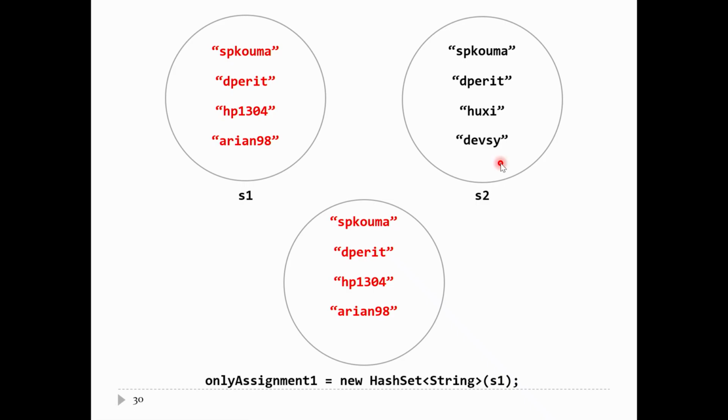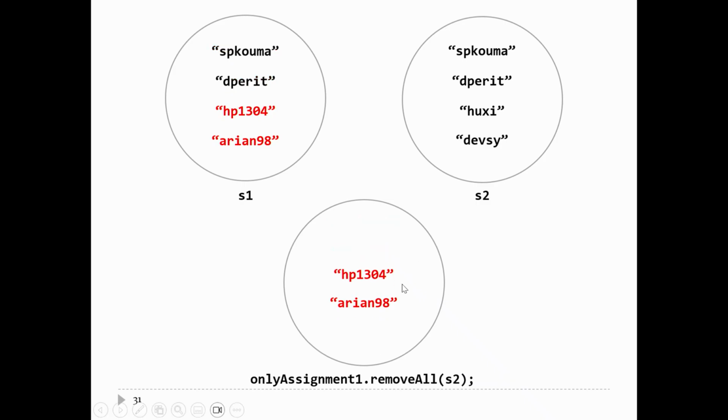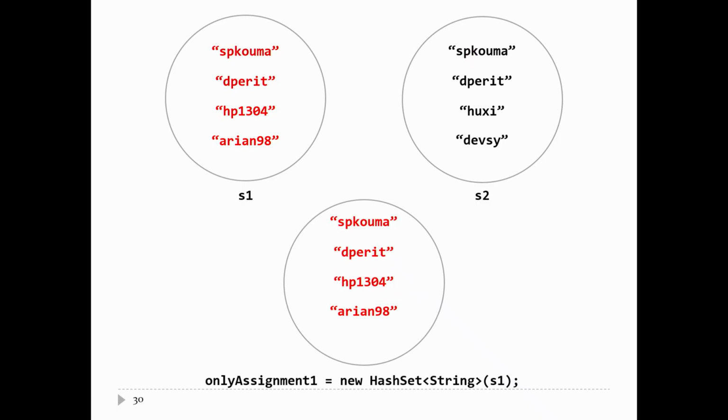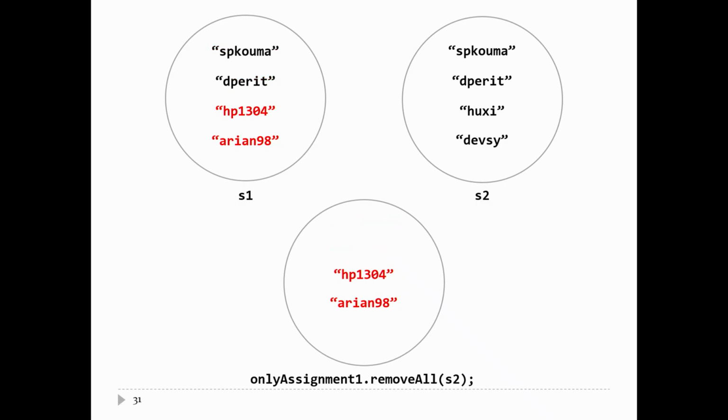So a picture of what that looks like is the following. Students who completed assignment 1, students who completed assignment 2, a copy of S1. Right? And now we're going to look at what elements are in here and remove them from here. Right? And so is SP Kuma in only assignment 1? The answer is yes, so we'll remove it. Right? Is dparrot in this set? Yes, so we'll remove it. Are these two students here? The answer is no, so we don't remove them. And we're left with the following two names.